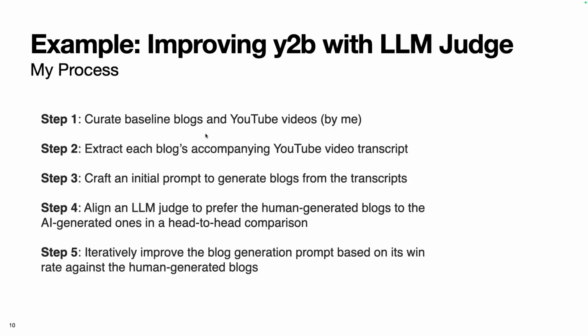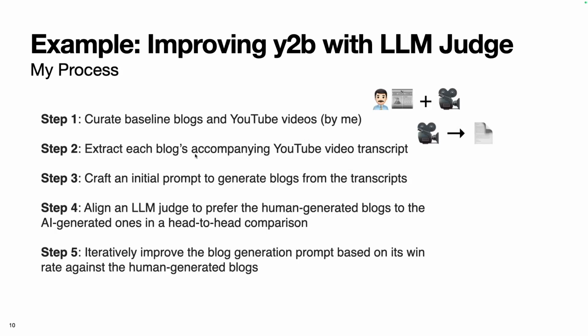And so my process is listed here. First, I curated a set of baseline blogs and YouTube videos. Maybe you've noticed that all my YouTube videos have a corresponding blog post. So I actually have a lot of data that I can use to evaluate this kind of system. I can just take all my YouTube videos, extract their transcripts, generate blogs for them, and then compare those AI-generated blogs to the actual ones that I wrote myself. So the first step of this process is just curating the set of baseline blogs and YouTube videos.